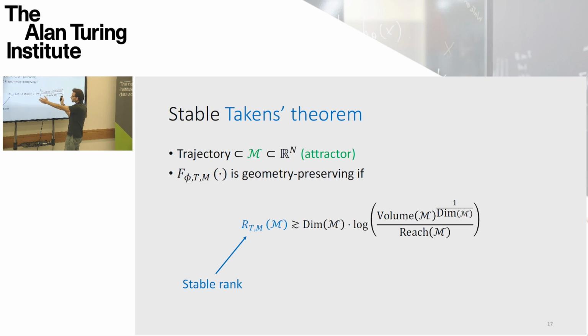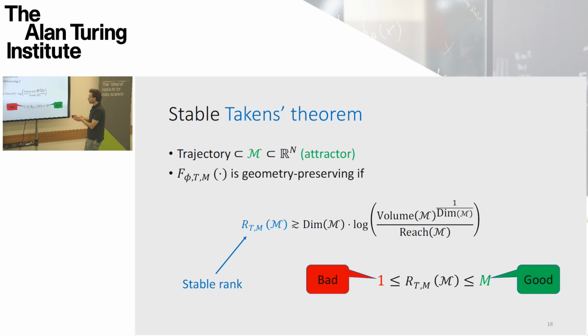Now the right-hand side, I have simplified this quite a bit, but this exactly matches the one from earlier, where we're trying to embed the enveloping manifold itself. The left-hand side, this stable rank quantity, I will not formally define it, but it ranges between 1 and m.